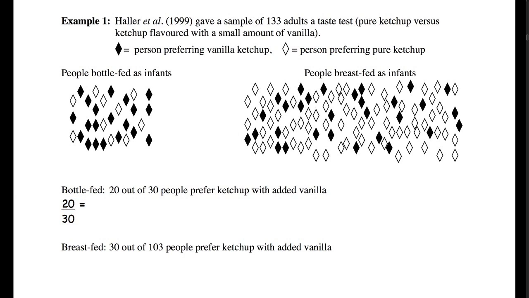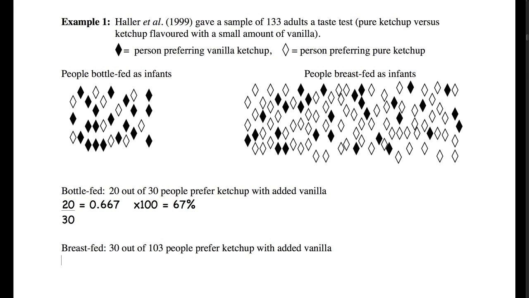In the bottle-fed group, 20 out of 30, if we write that down as a fraction and then remind ourselves that this requires us to do some division, that will come to 0.667 as a proportion. Now that's not the percentage. I need to multiply that by 100, and then that will give me, if I round it off, 67%.